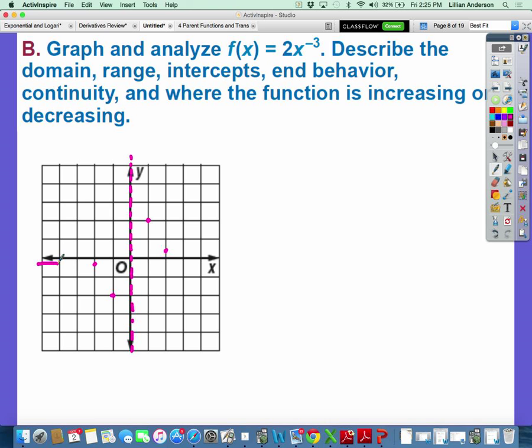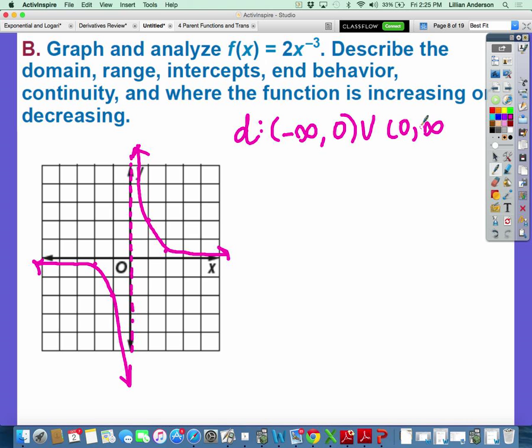So this one looks like our parent reciprocal function, yes? 1 over x, 1 over x cubed, 1 over x to the 5th, they all look like the classic reciprocal function there. Domain, let me see. Ellie, what's the domain here? Very good, you are right.